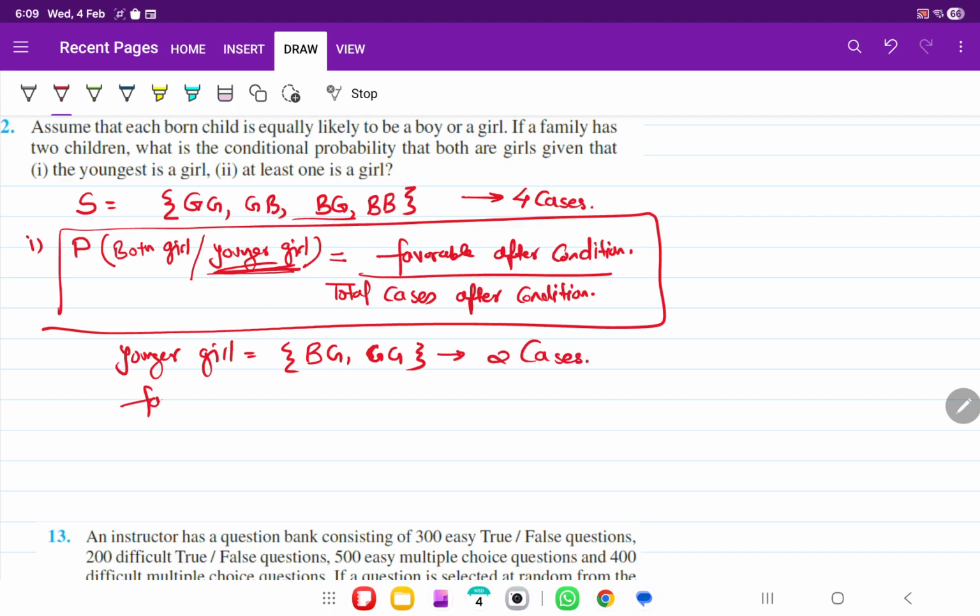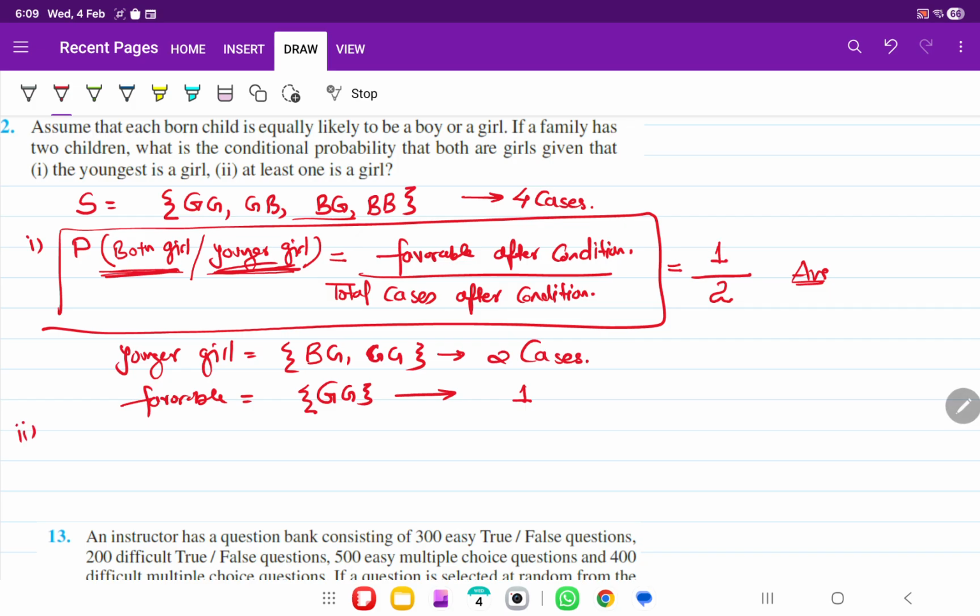Out of that, how many are favorable? They want favorable both girls. So which one is favorable? Only this is favorable, which is 1 case only. So what is the probability? 1 case is favorable out of 2 after condition. So this is the answer. So this is a very interesting question. Okay, understood? Now we need the second case.